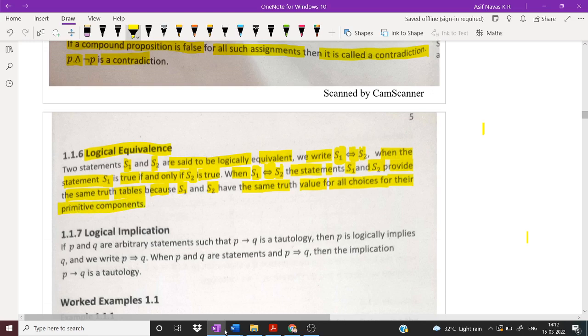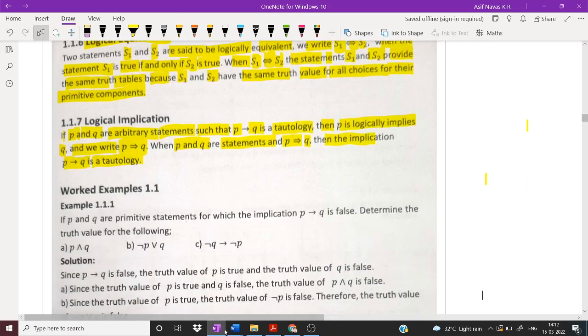Now, logical implication. If P and Q are arbitrary statements such that P implies Q is a tautology, then P logically implies Q, and we write P implies Q. So when P implies Q is a tautology, we say that P logically implies Q. When P and Q are statements and P logically implies Q, then the implication P implies Q is a tautology. Let us do a few easy problems.